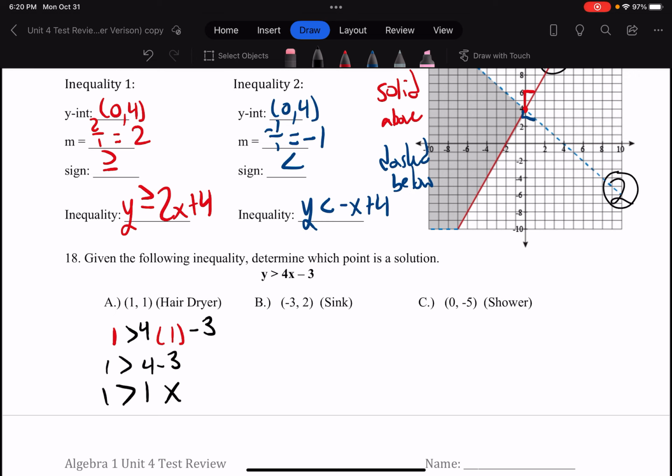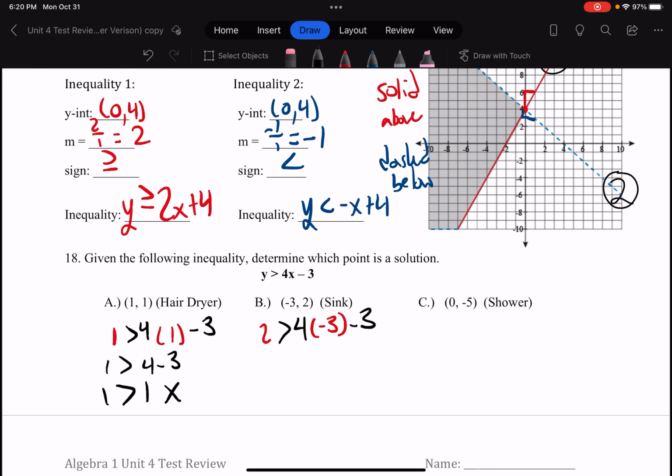So I can move on to the second point. And I'm going to plug in those x and y values again. I have -3 for my x value and 2 for my y value. So let's plug those values in. I've got 2 is greater than 4 times -3 minus 3.